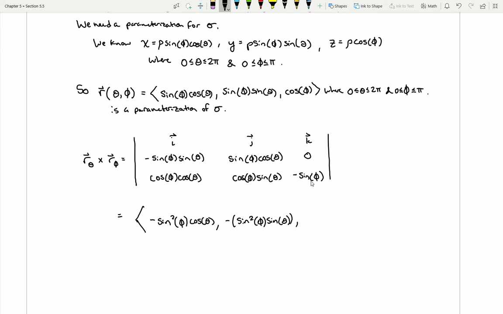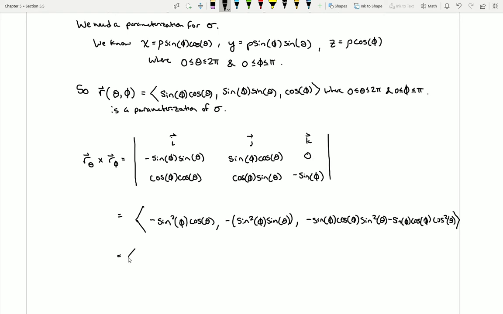The final piece here is going to be the more complicated piece. Let's see, I'm going to get a negative sine phi cosine phi, and then a sine squared theta. I'm also going to get a subtraction, and hopefully I can squeeze this in here. Notice I'm going to get, again, a sine phi cosine phi, and now a cosine squared of theta.